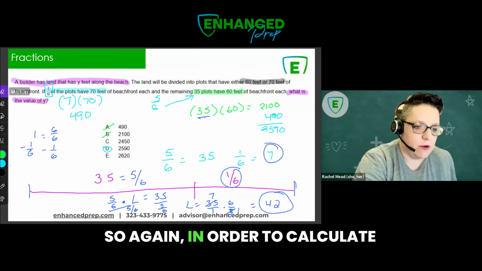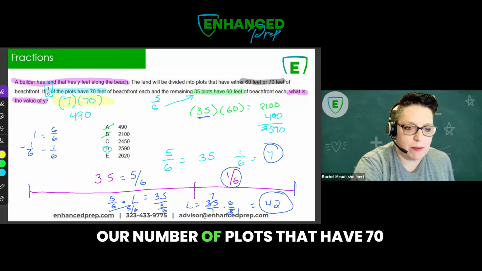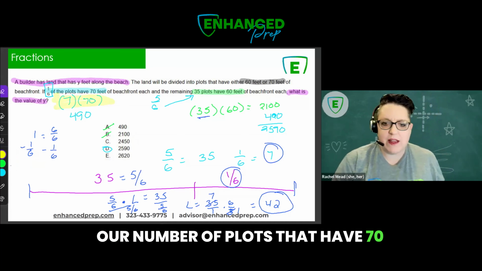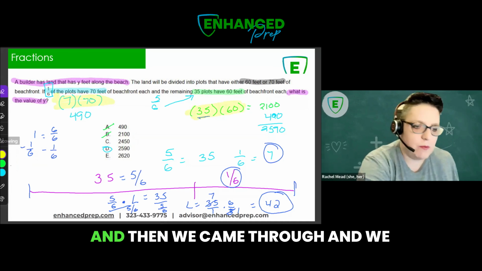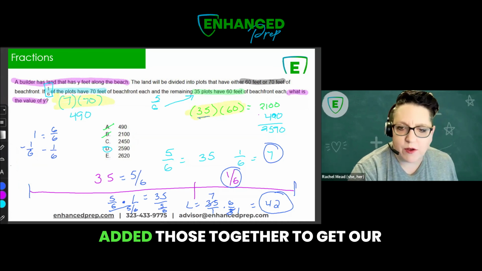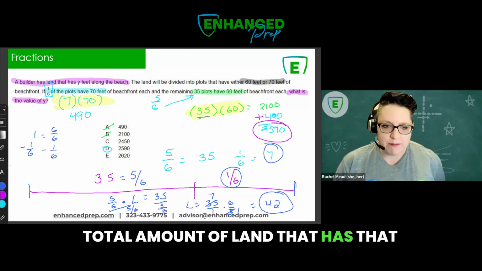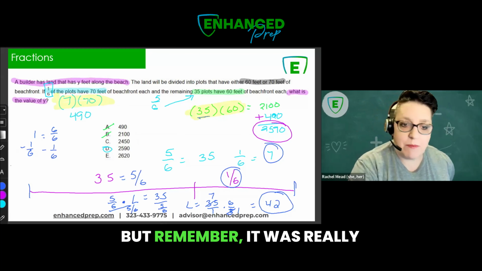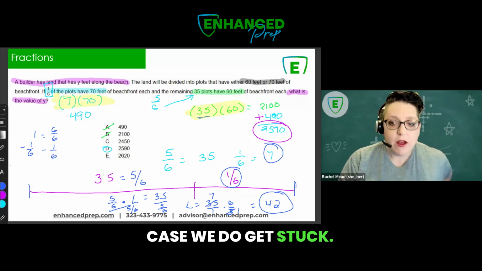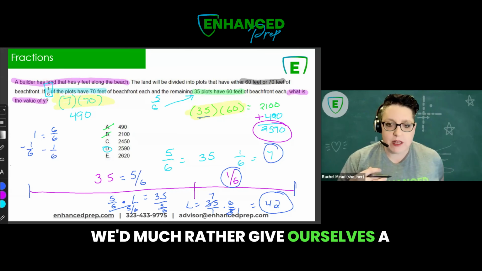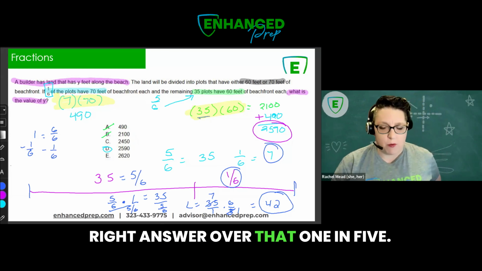Fantastic. So again, in order to calculate that total, we were able to take our number of plots that have 70 feet times our number of plots that have 60 feet. And then we came through and we added those together to get our total amount of land that has that beachfront access. But remember, it was really important we eliminate A and B. In case we do get stuck, we'd much rather give ourselves a 1 in 3 chance of choosing the right answer over that 1 in 5.